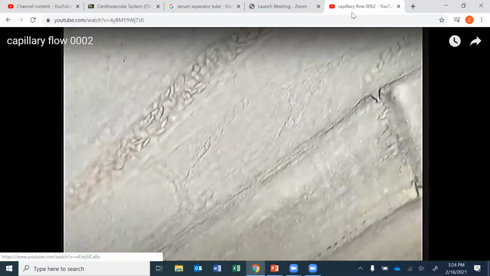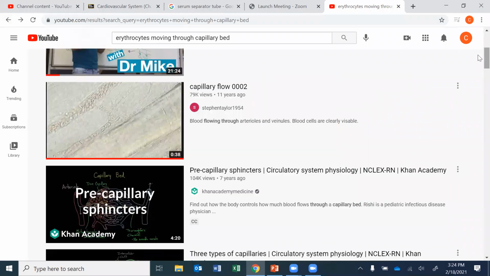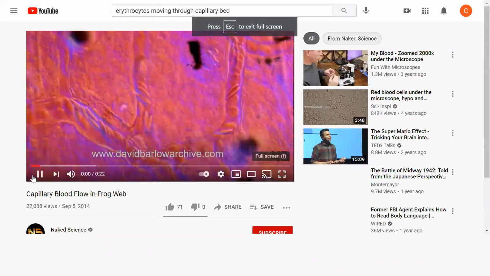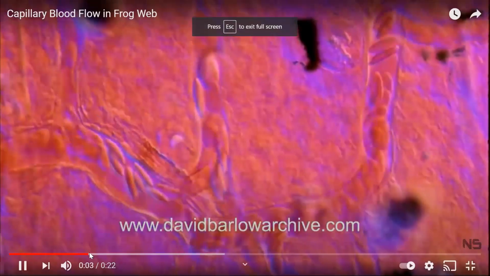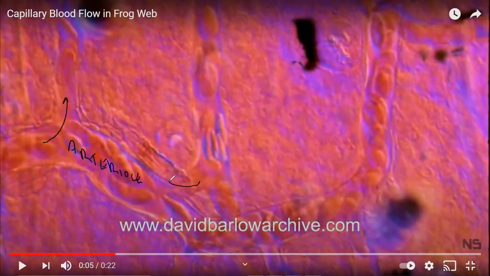And there's another video which is kind of cool. That right there is a capillary feeding into a vein. But you can also find a video of this: an artery feeding into a capillary bed. Right here, this down here is a small artery. That's called an arteriole, a small artery. And so the blood's coming in and going into these three capillaries right there.